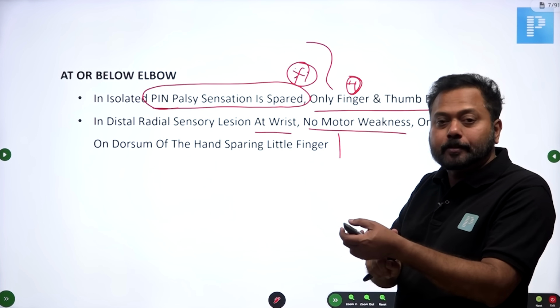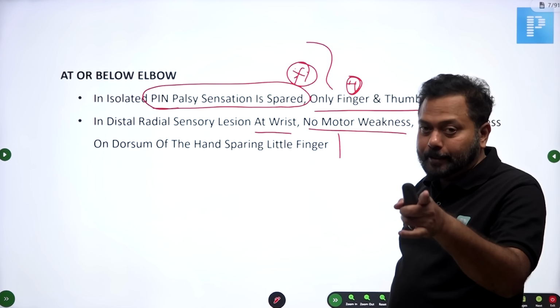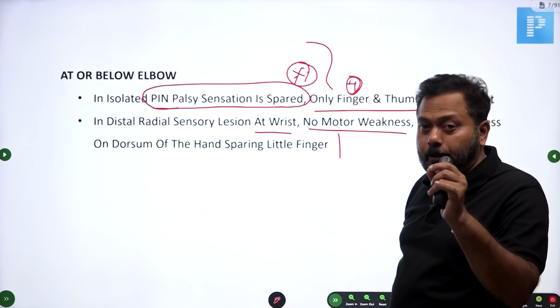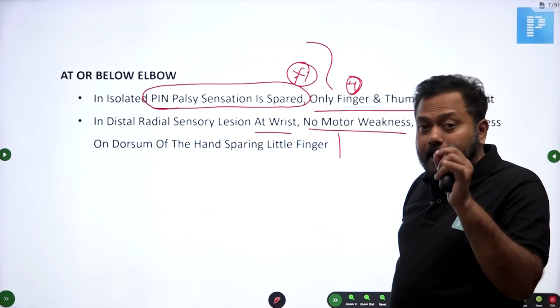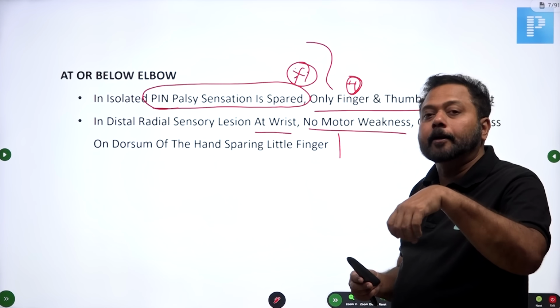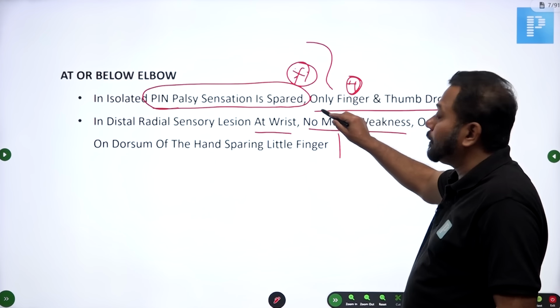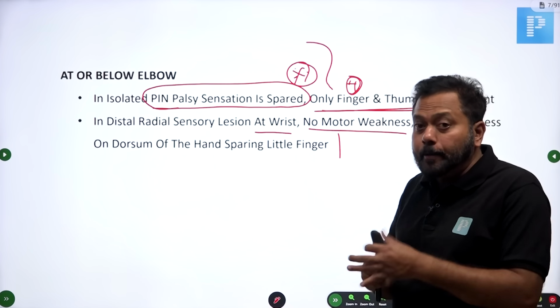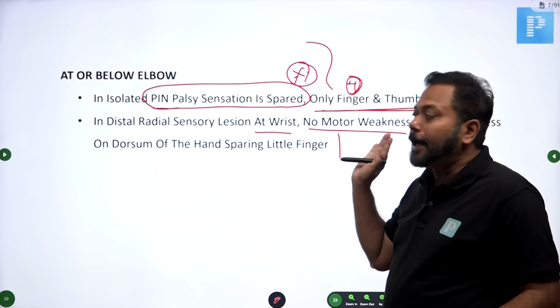If the lesion is at the level of the wrist, no motor weakness, only sensory loss. If it's isolated posterior interosseous nerve palsy, sensation is preserved, only motor loss, that is wrist drop and finger drop. Finger and thumb drop. Only motor weakness. Okay, should be very careful.